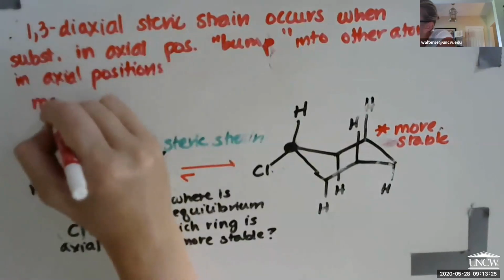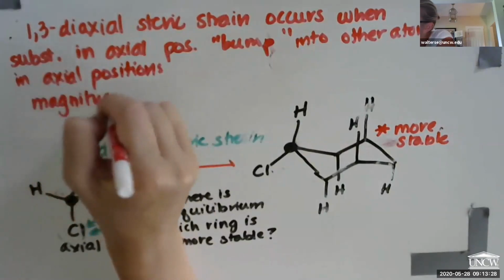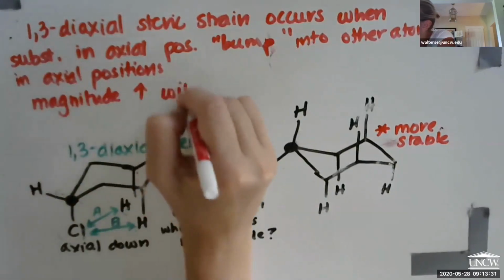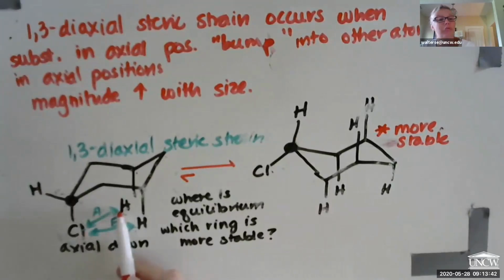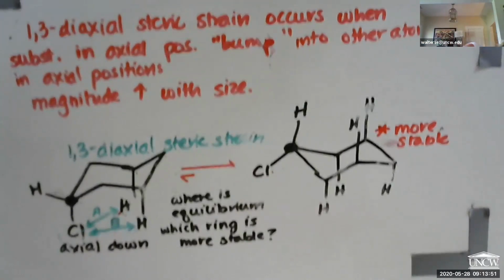Okay, so the magnitude increases with size. You don't need to know any of the numbers. Like, you don't need to know the value of this strain. You just need to know that a chlorine to hydrogen has a greater 1,3 diaxial steric strain than a fluorine to a hydrogen. So you can just use size. Are there any questions about that before we look at di-substituted rings?